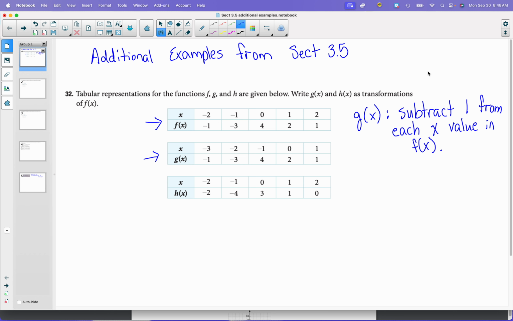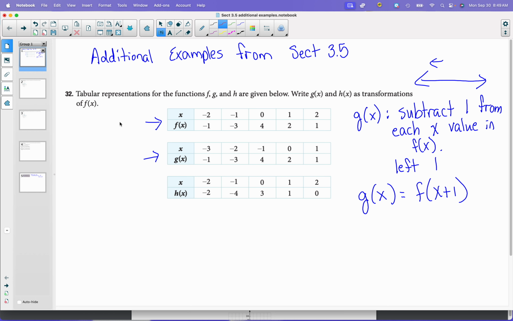Think about a number line. If you subtract 1, you're going to the left. So we're going to go to the left 1. So then you think about, how do you write that if you are going to move to the left 1? Well, that's going to be f of x plus 1, because remember, if you're moving left or right, it's inside with the parentheses and with the x, and it's the opposite direction. So we would get that.